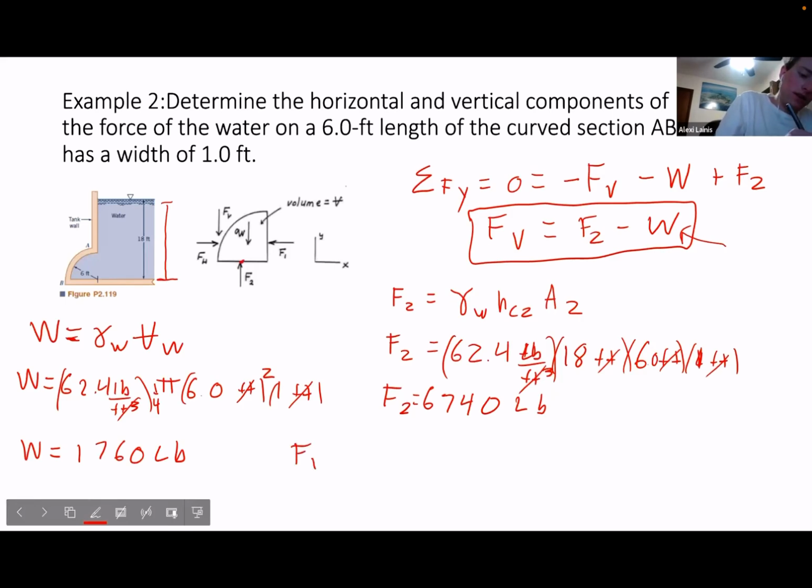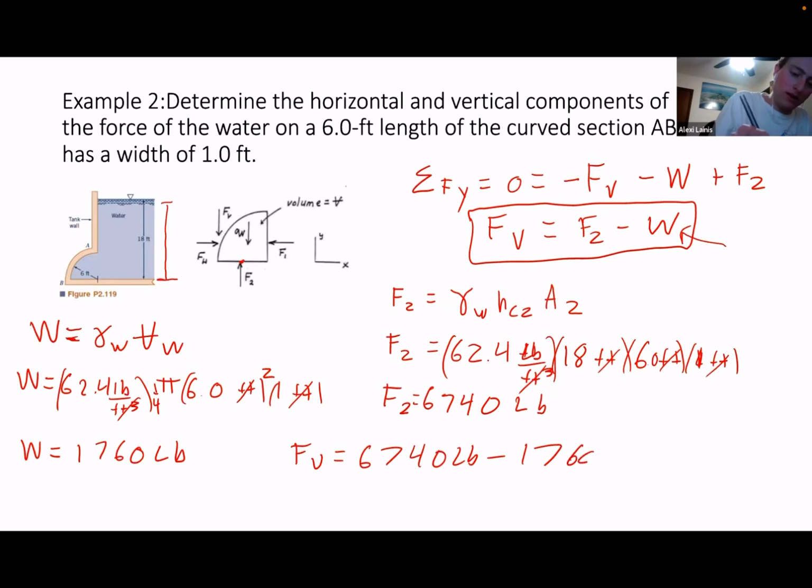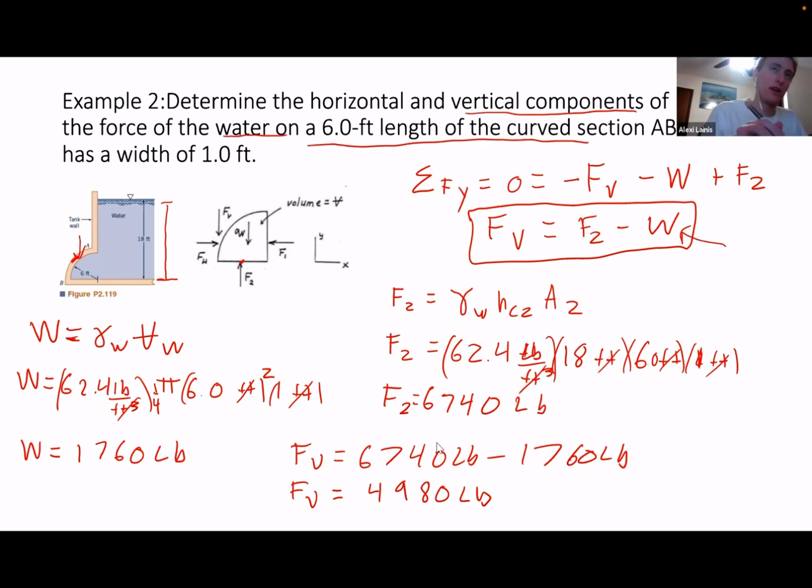Force vertical equals 6,740 pounds minus 1,760 pounds. So the force vertical is going to be 4,980 pounds. The way we drew FV is the force of the side pushing down on the water. The question specifically asks for the vertical component of the force of the water on the 6 foot length of the curved surface. So it's going to be the opposite of that, because of equal and opposite force. Instead of acting downwards, it's going to be acting upwards on that surface.